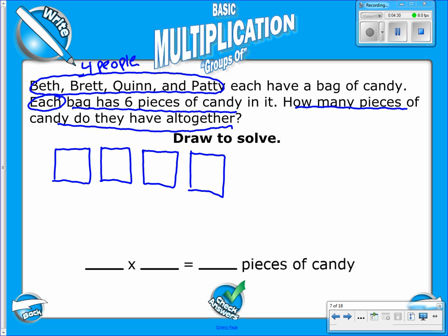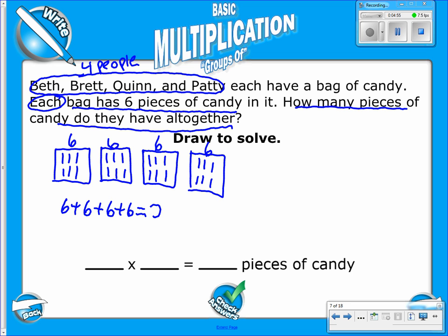How many pieces of candy are in each bag? Each bag has 6. So I have 1, 2, 3, 4, 5, 6 in each bag. I can do repeated addition: 6 plus 6 plus 6 plus 6 gives me a total of 24 pieces of candy. I can say that I have 4 groups of 6 equals 24. And then I can do the shortcut sentence, which is 4 times 6 equals 24.